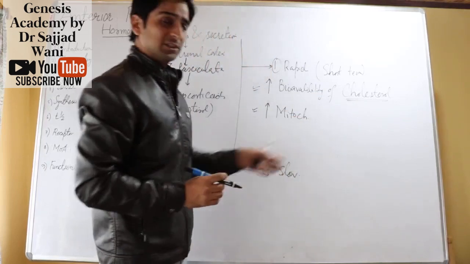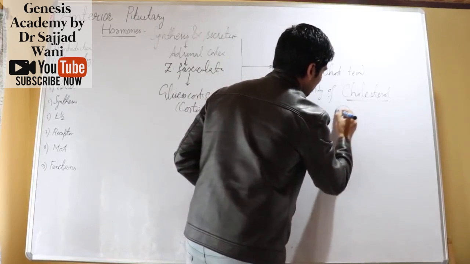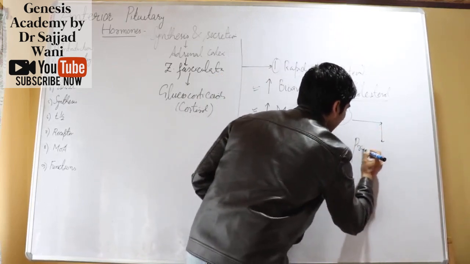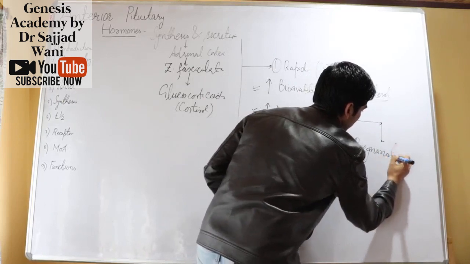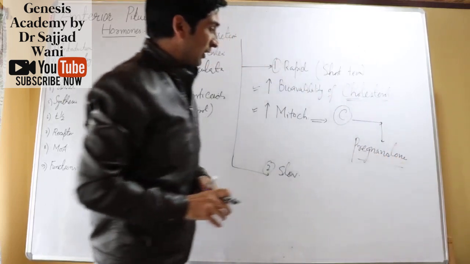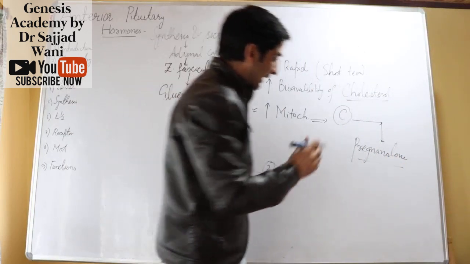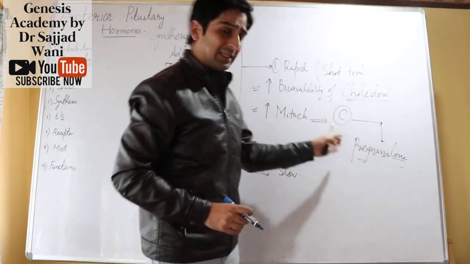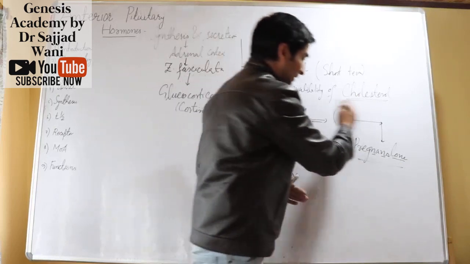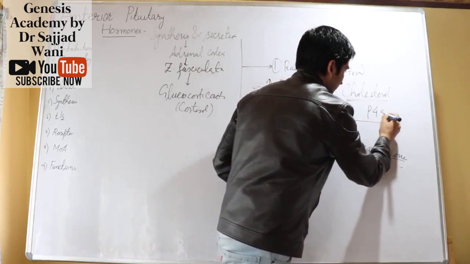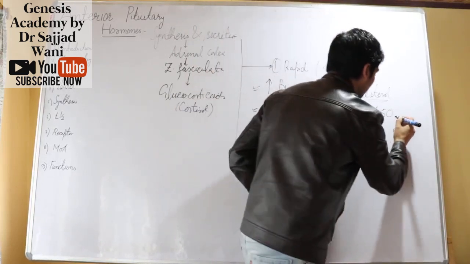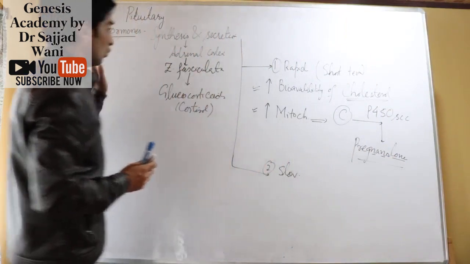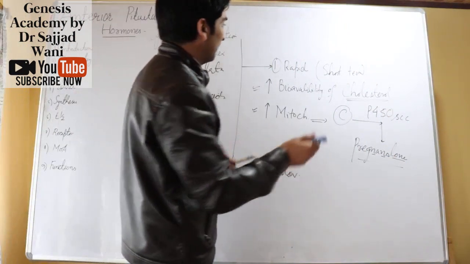Right? When the cholesterol is taken into the mitochondria, what happens? This cholesterol is converted into another molecule, pronounced pregnenolone, and the spelling is pregnenolone. This pregnenolone molecule is formed from cholesterol, and this step is catalyzed by an enzyme known as P450SCC.